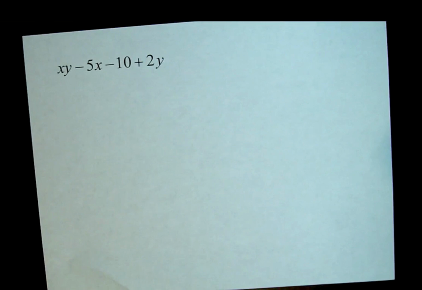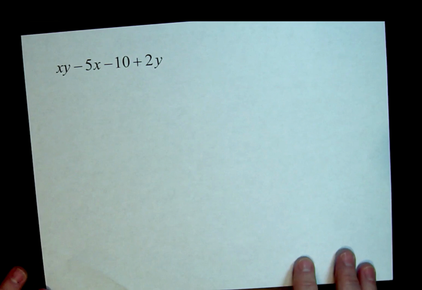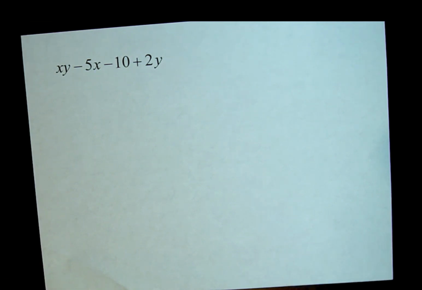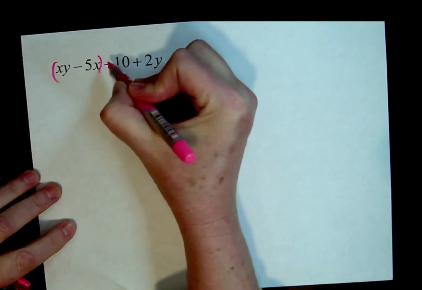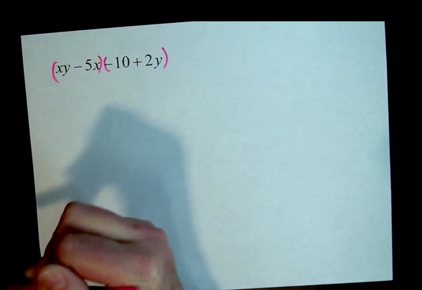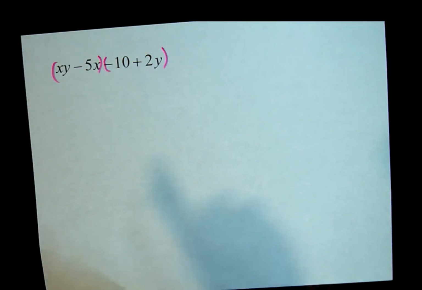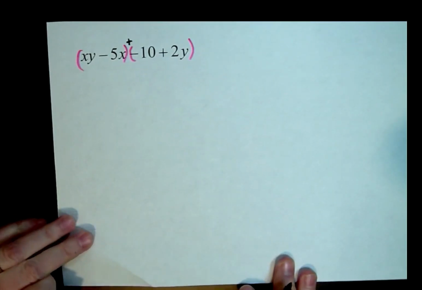Okay, and the last one on here, xy minus 5x minus 10 plus 2y. I asked myself, is there a GCF for all of those? And no, there's not. So I can go right to grouping. Now, I need to get this minus sign inside those parentheses, which means I need a plus between them. There's not much room there, so I'll just stick it there.